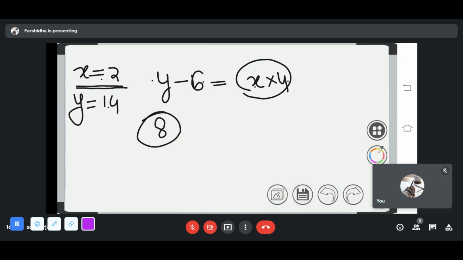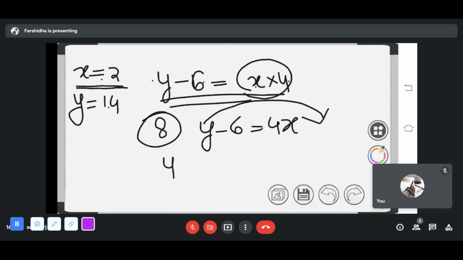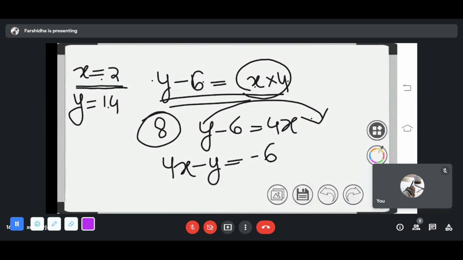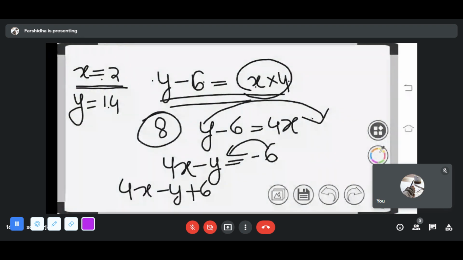So you can form another equation like this: y minus 6 is equal to 4x. Or in a proper way, I can take this to this side. So 4x minus y is equal to minus 6. Or in another way, 4x minus y plus 6 equal to 0.